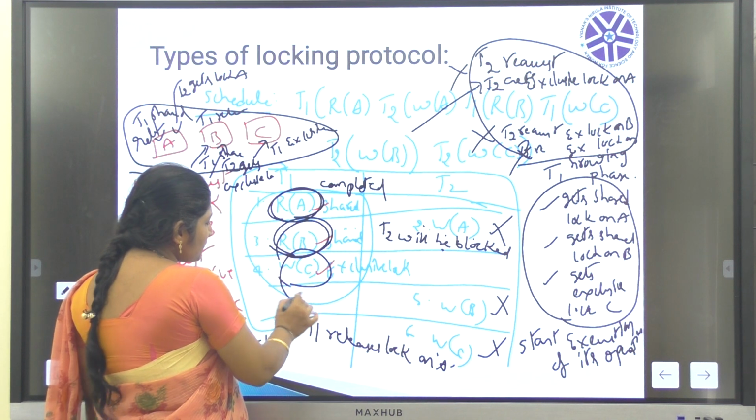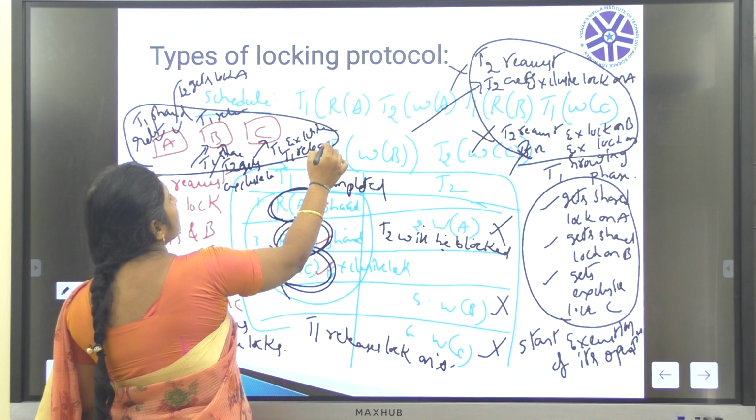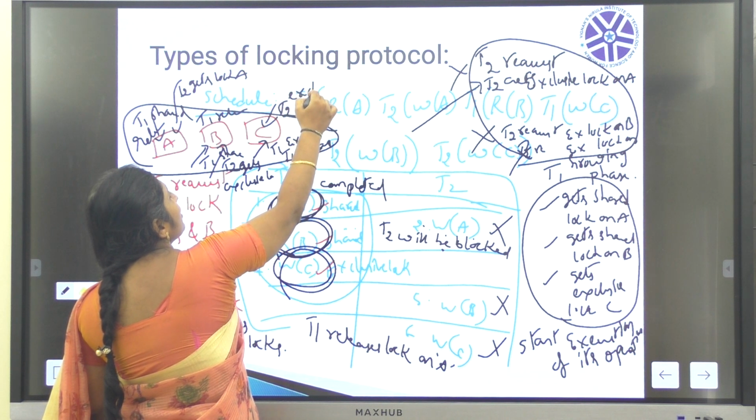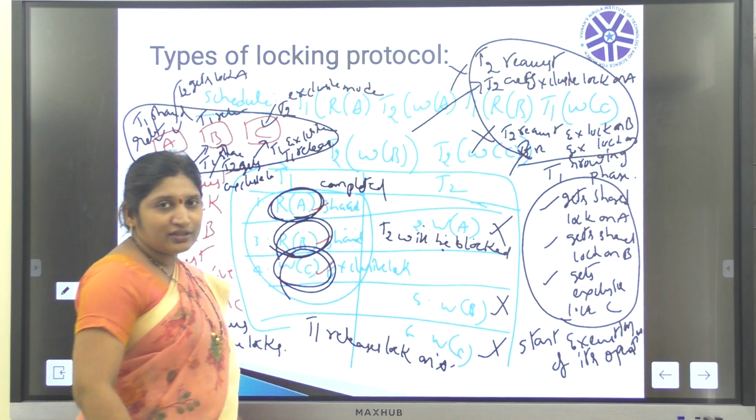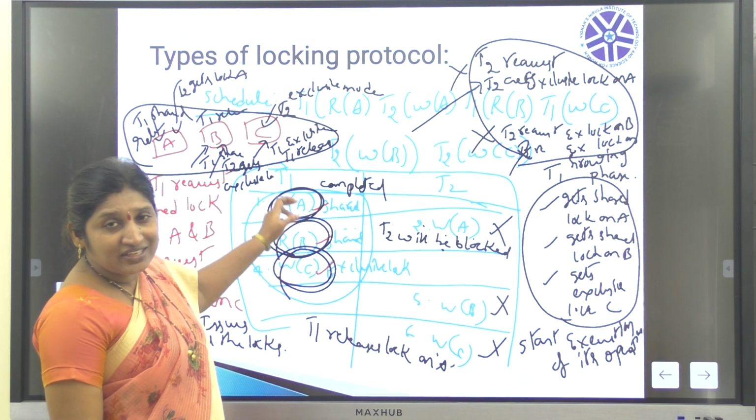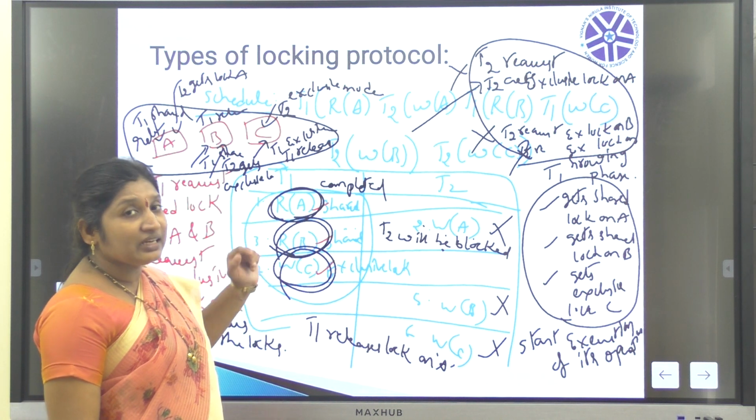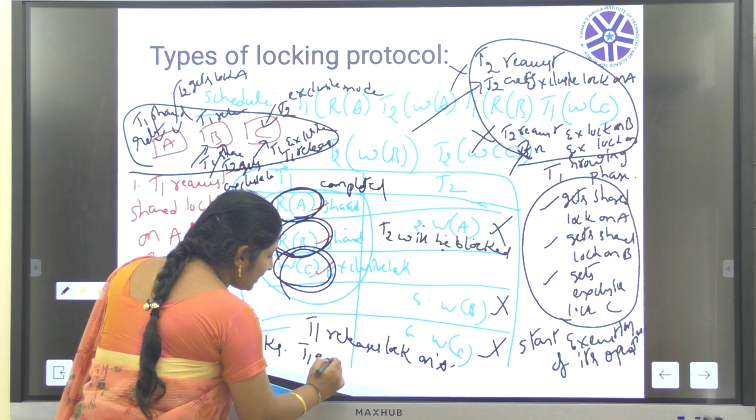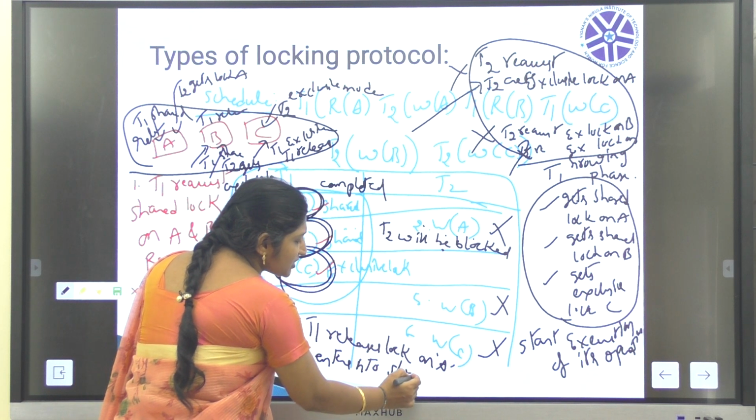Okay now. Once W of C has been completed, T1 releases the lock and the lock will be given to T2. T2 will lock that particular data item in exclusive mode. So once all of these operations are completed, T1 starts releasing the lock on A, releasing the lock on B, releasing the lock on C. That is called T1 enters into shrinking phase.